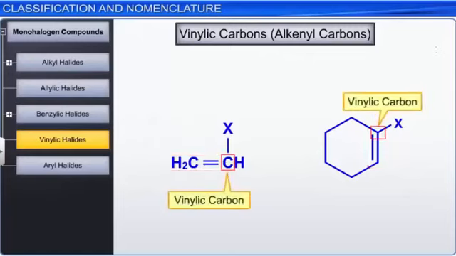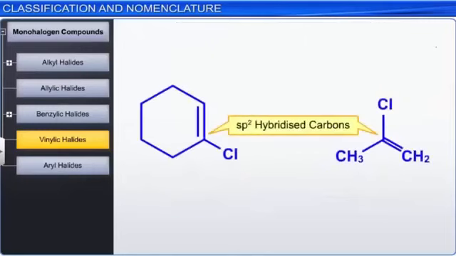Vinylic halides have a halogen atom bonded to an sp2 hybridized carbon atom of a carbon-carbon double bond. Two examples of vinylic halides are shown here. In aryl halides, the halogen atom is bonded to an sp2 hybridized carbon atom of an aromatic ring, as illustrated here.